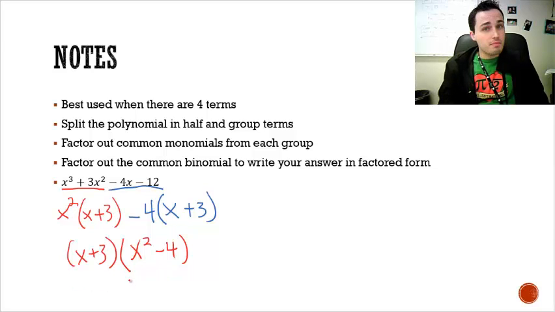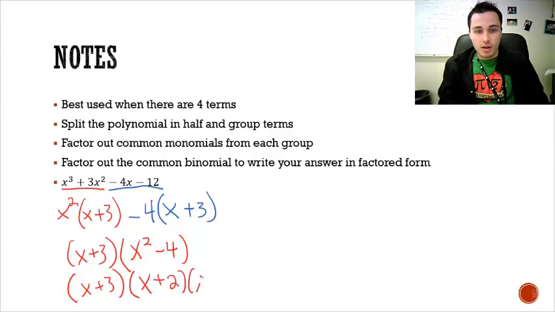Now, it is worth mentioning that sometimes you can go a little bit further after that. For example, here, x plus 3 is fine. That's as factored as that's going to be. But x squared minus 4 is a difference of squares, and difference of squares would become this. So square root of x squared is x, square root of 4 is 2, so it's x plus 2, x minus 2. Now that's not going to happen every time, but it's food for thought that if you can continue to factor, you should do so.